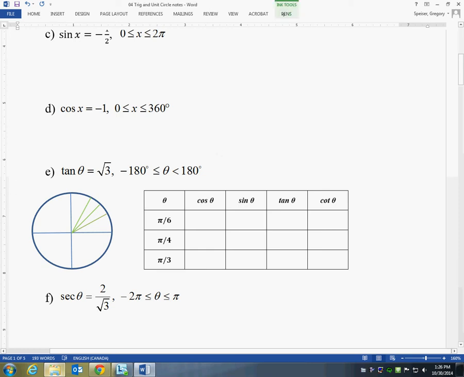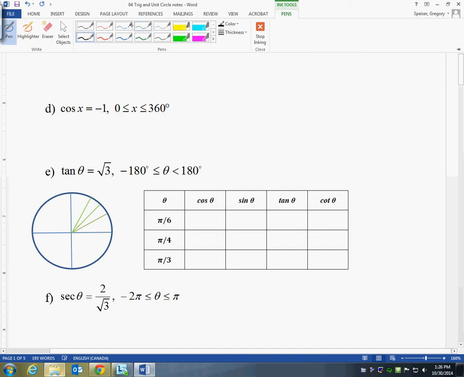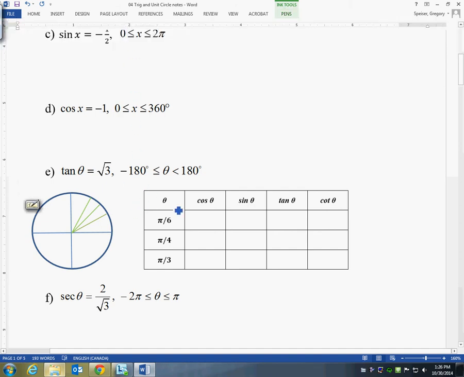But it did allow me to prepare my answer for tan theta equals root 3. I'm just going to go through a generic first quadrant analysis here. So this part here would be pi over 6. This is pi over 4, and this is pi over 3. You know all that stuff.